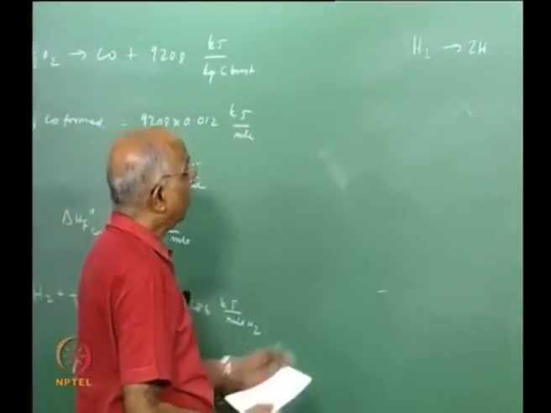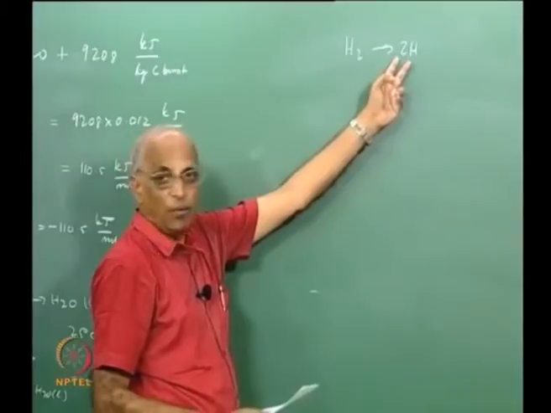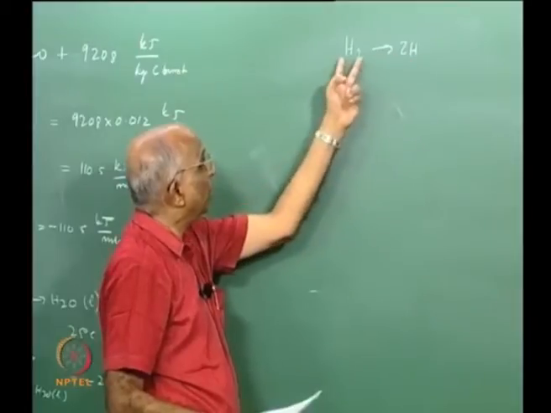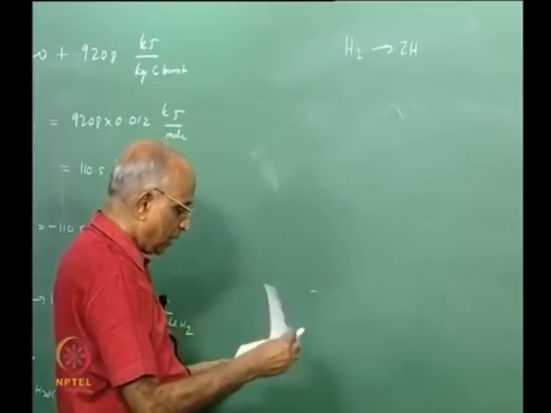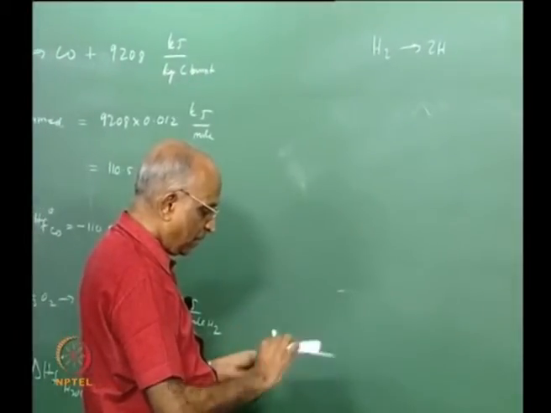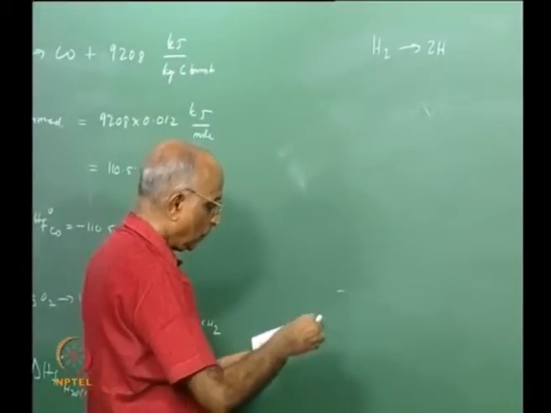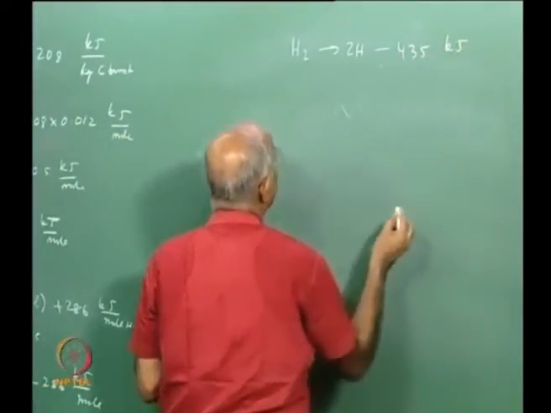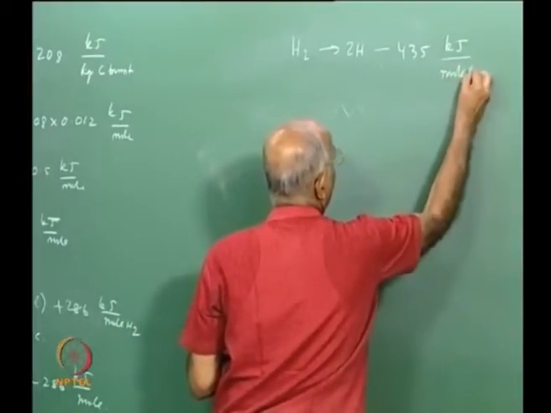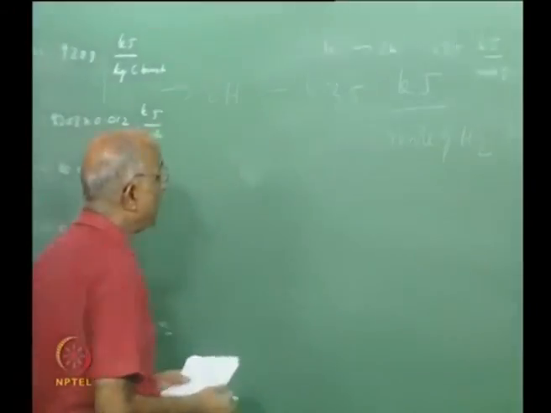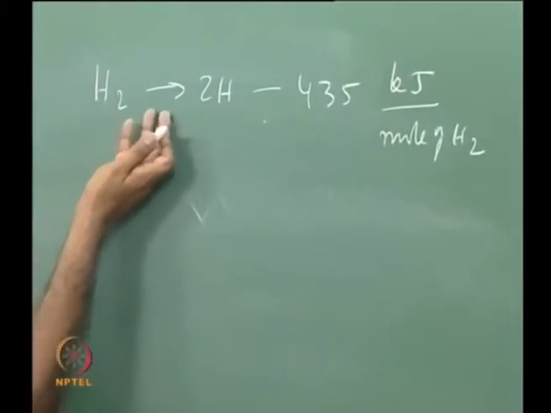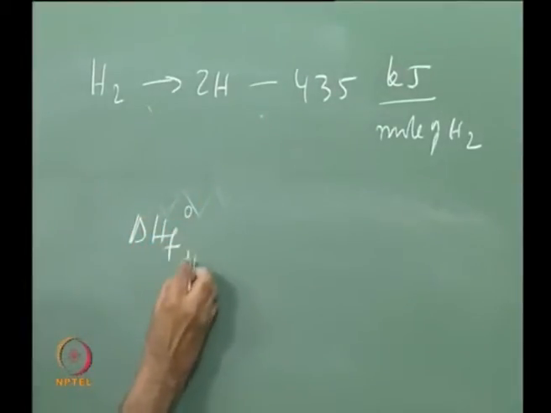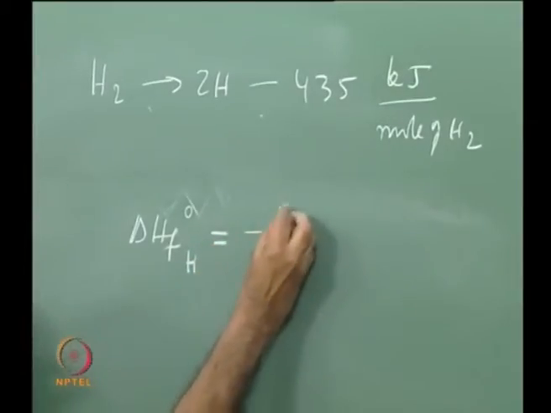What do we do in this case? We have to supply heat to be able to form hydrogen atoms, and the amount of heat required to dissociate 1 mole of hydrogen, I have the value something like, let us see, minus 435 kilojoules per mole of hydrogen. That means in the reaction I have to supply heat, that means the reaction is endothermic. Therefore, heat of formation of H is equal to minus 435.